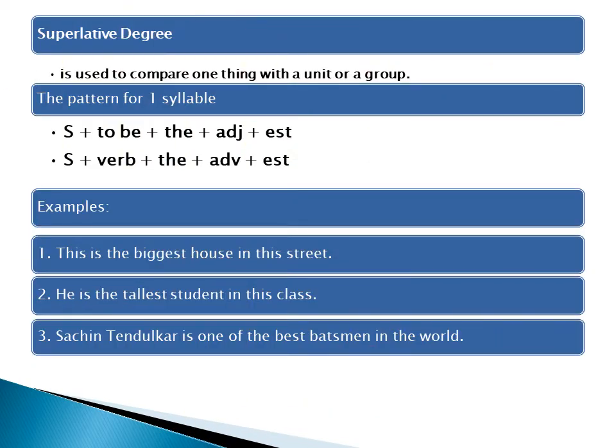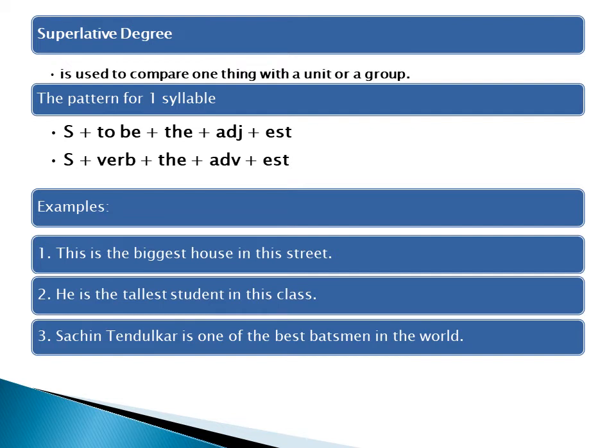The next is superlative. It is used to compare one thing with a unit or a group. No comparisons are made here between two persons, not any single one. Here superlative means compare one thing with a unit or a group. The pattern for one syllable is subject plus to be plus the plus adjective plus est. Next is subject plus verb plus the plus adverb plus est. In case of superlative degree, the is compulsory. The article the we are using compulsory, as we are making use of than in comparative.